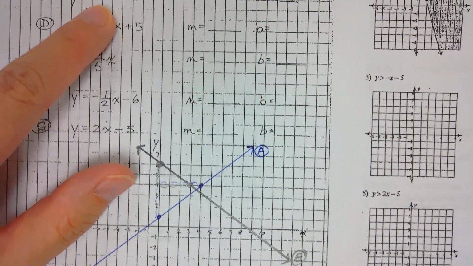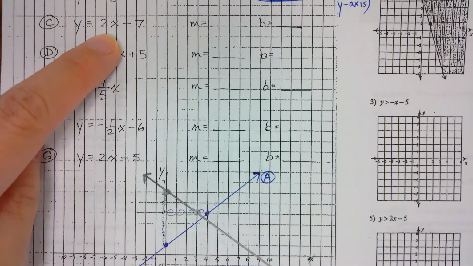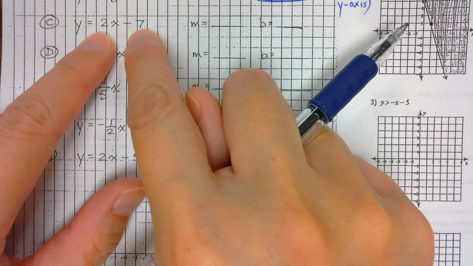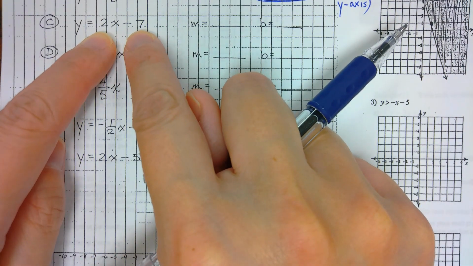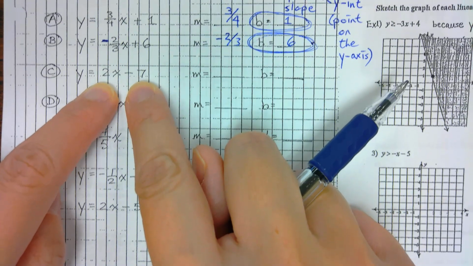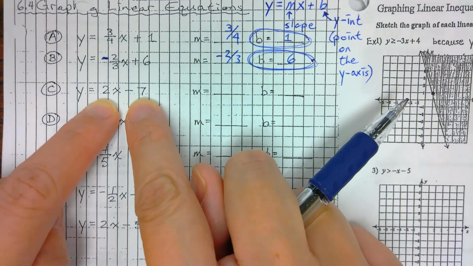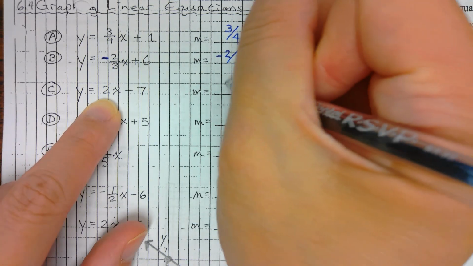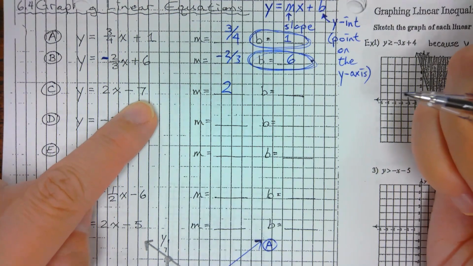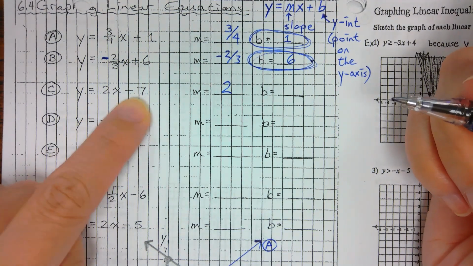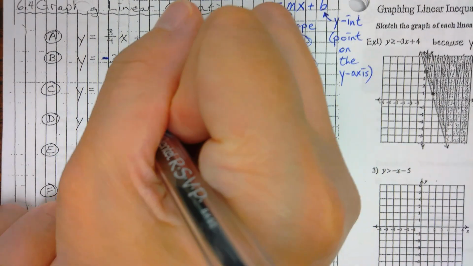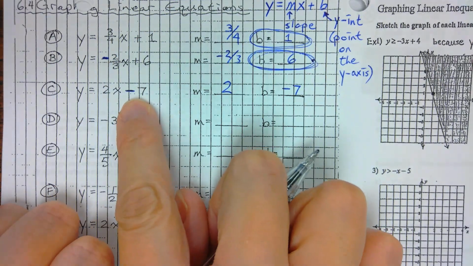Okay. What about C right here? What's my m and what's my b? Okay, people who haven't said much. Alright, so Nicholas, what's my m? Y equals mx plus b, so the number in front of the x. 2, yeah. And Leandro, what's my y-intercept? What's b? Not just 7, -7. So again, you have to take the sign in front.